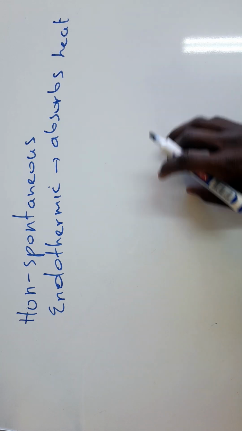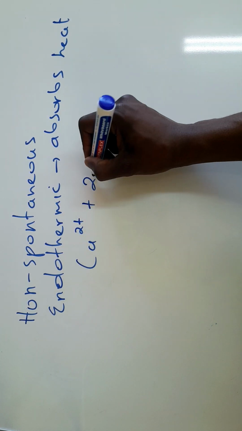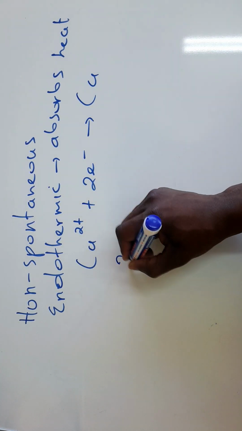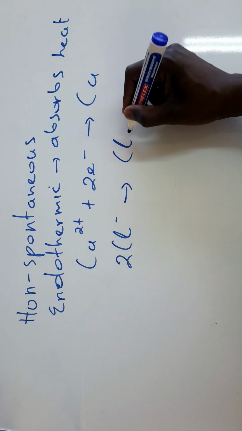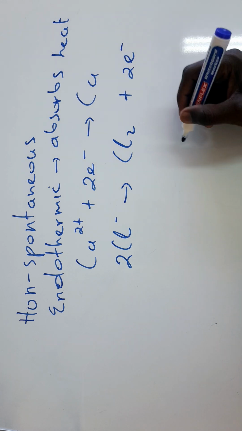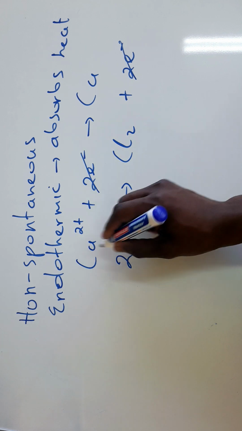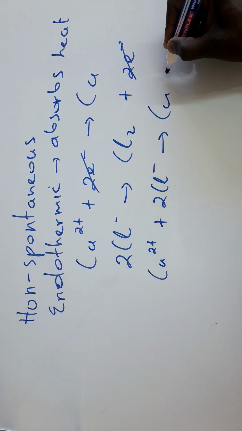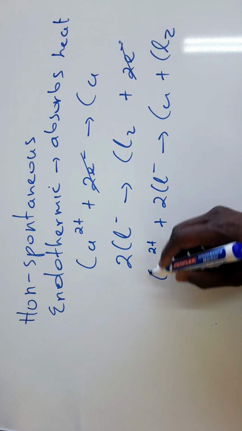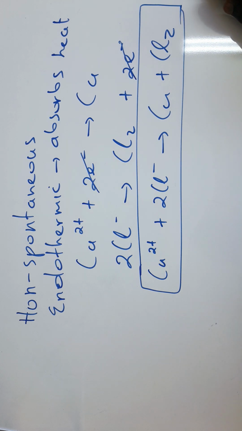Okay, and then we can also say that at the cathode we have copper cations that gain 2 electrons to become copper, and at the anode we have chloride anions that lose 2 electrons to become chlorine gas. You can see this is our reduction, this is our oxidation. 2 electrons are lost, 2 electrons are gained. On the left hand side we have copper cations and 2 chloride anions. On the right hand side we have copper and chlorine gas. This is our net cell reaction, when we put our two half reactions together.